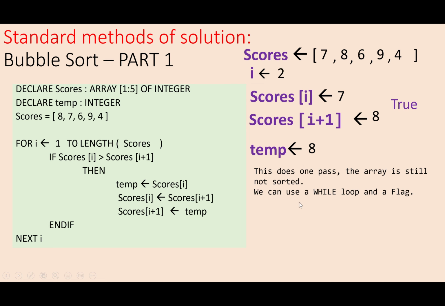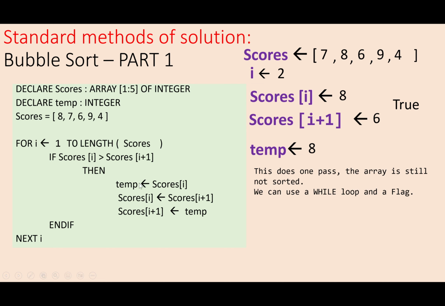So let's look at another one. So i is 2, so scores[i] is now 8 because they've swapped. Scores[i+1] is 6. So if scores[i] is greater than scores[i+1], well, again, that's true again. We're now going to do this.